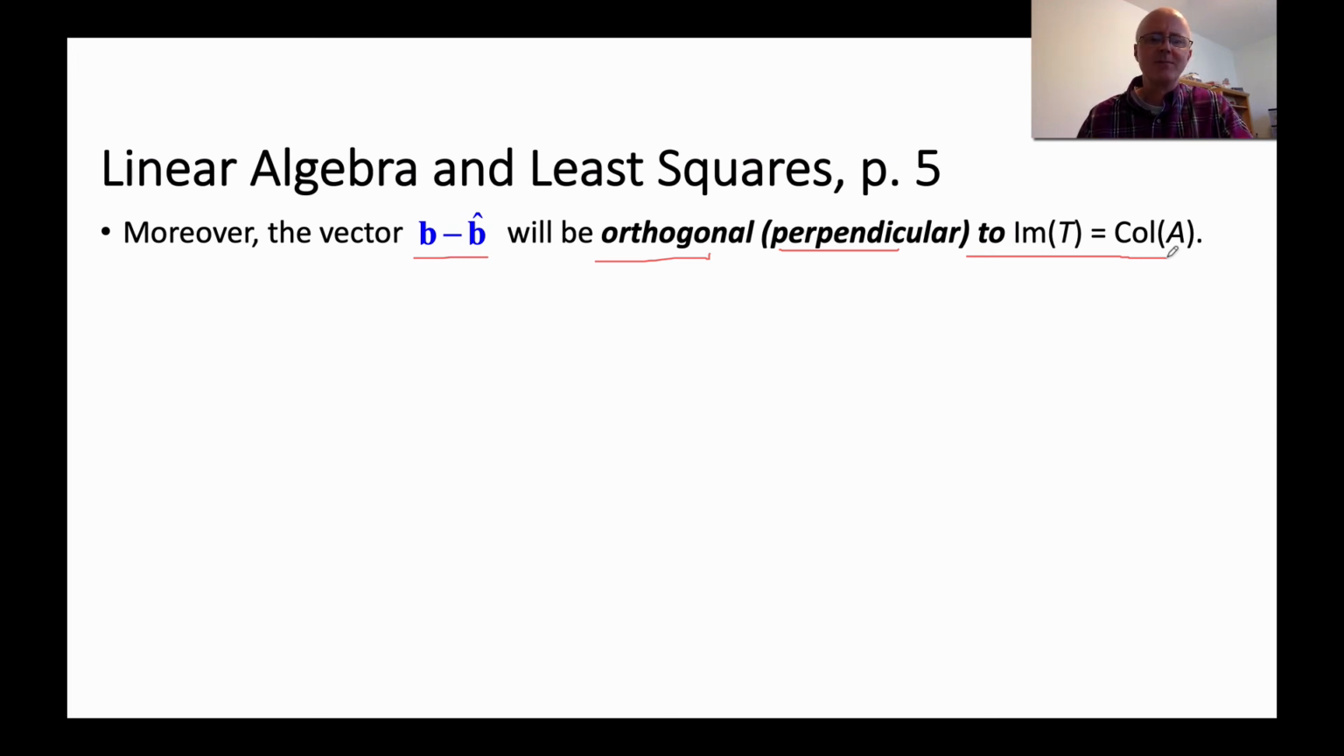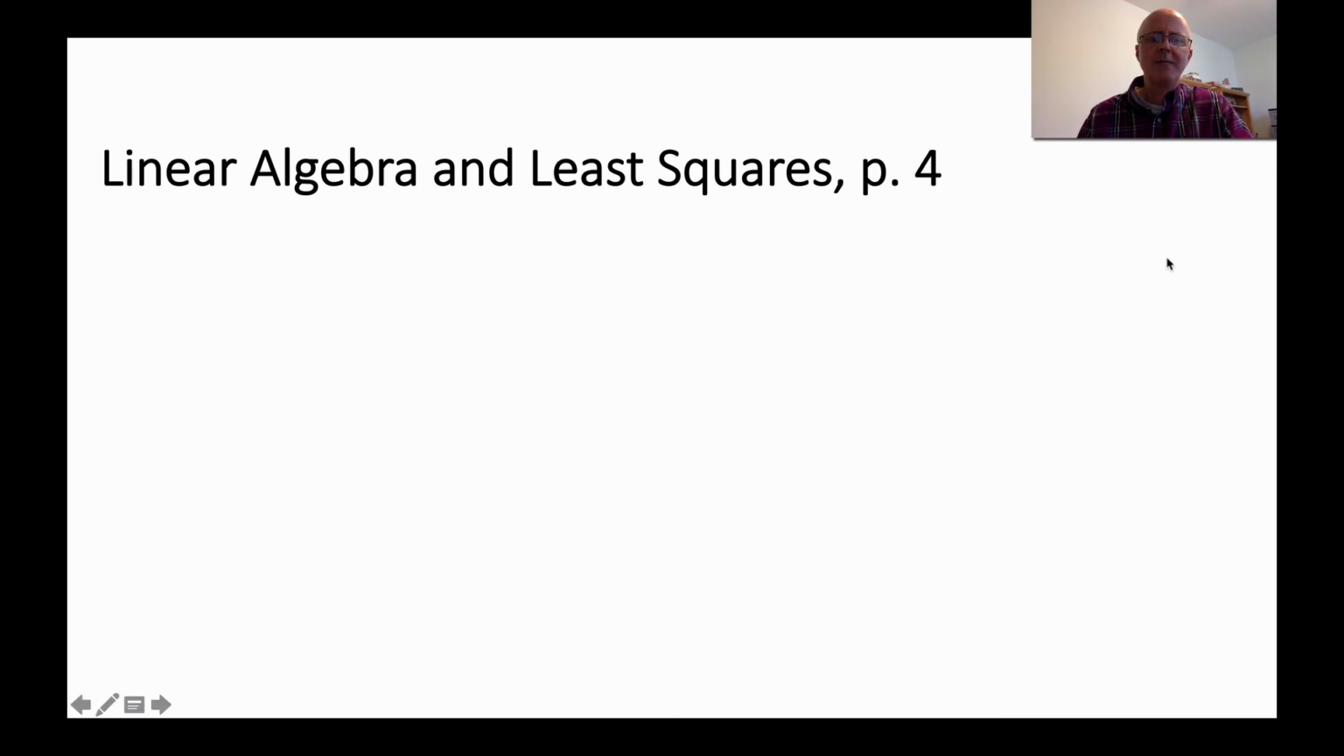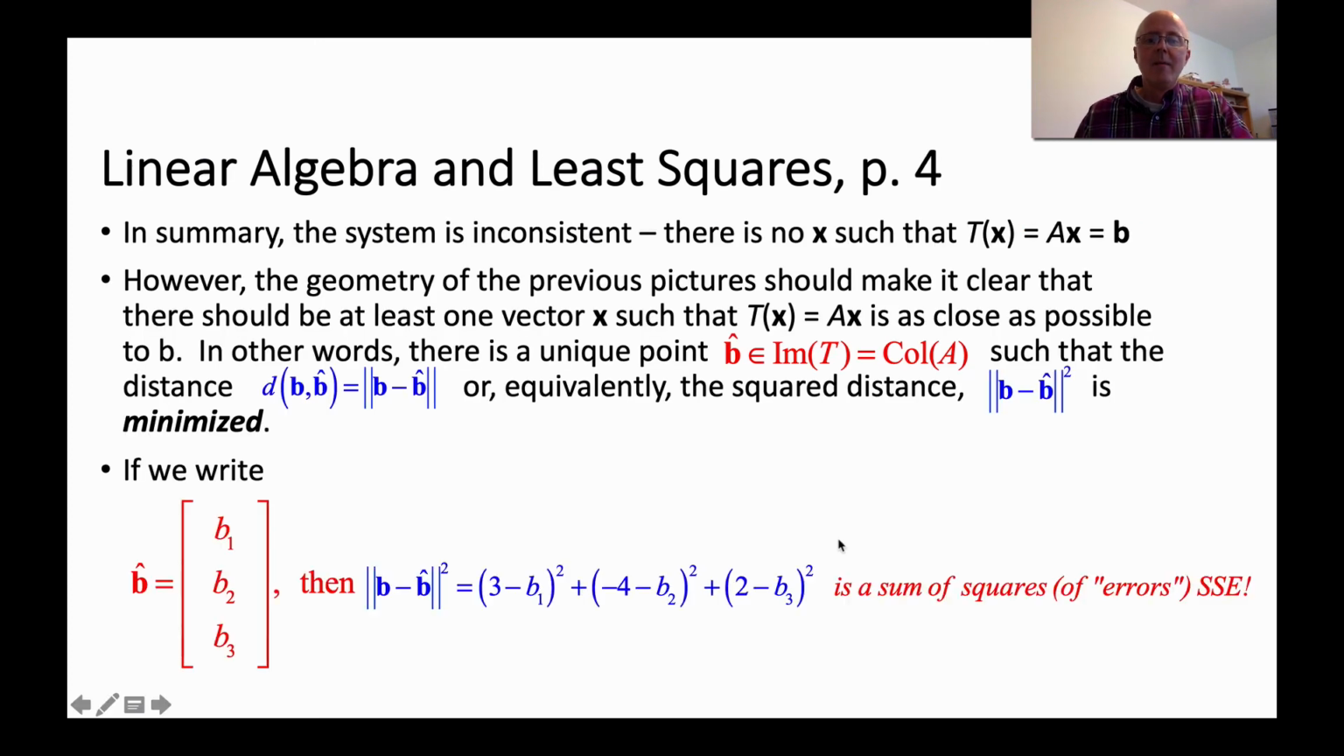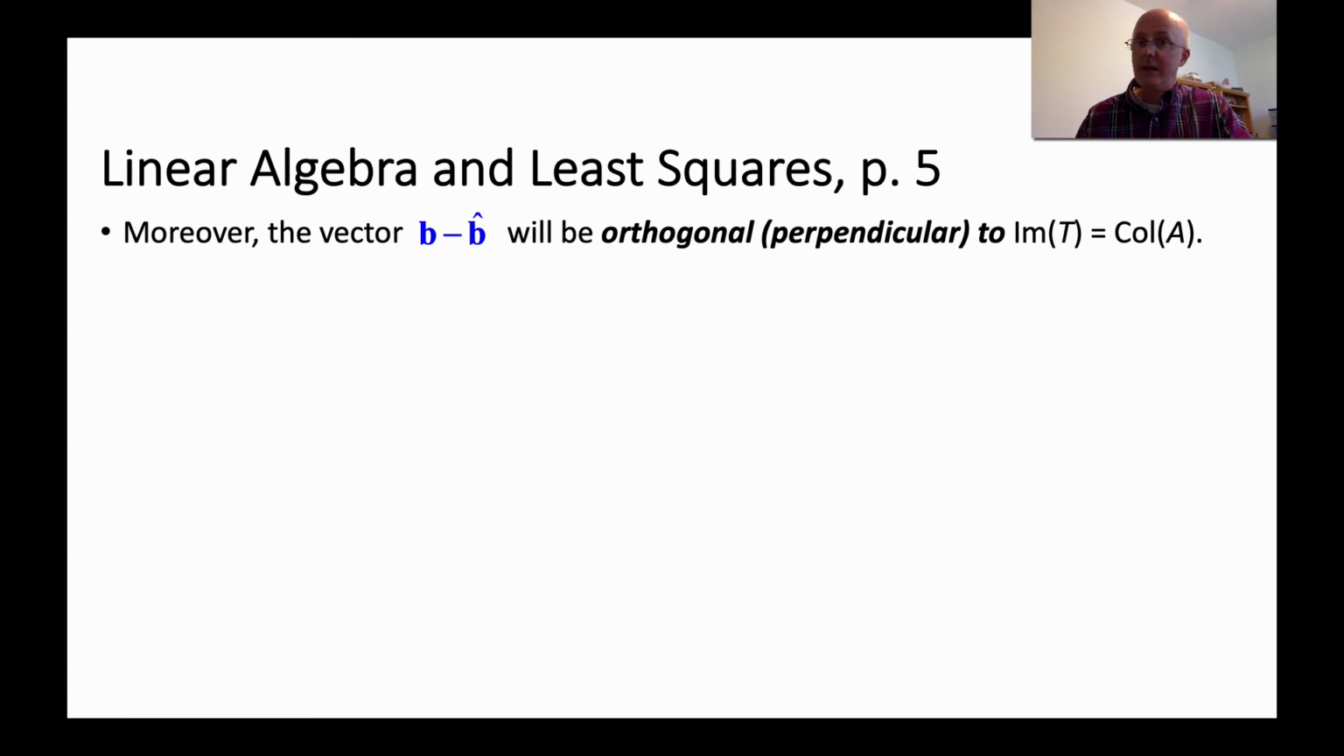Let's go back to that picture. Which direction will it be? B minus B hat. If B hat has a tip right about here, say, B minus B hat is such that when you add that vector B minus B hat to B hat, you get B. B hat is an arrow going about like this, so B minus B hat has to be an arrow looking like this. It's going to be orthogonal to that plane, perpendicular to it.